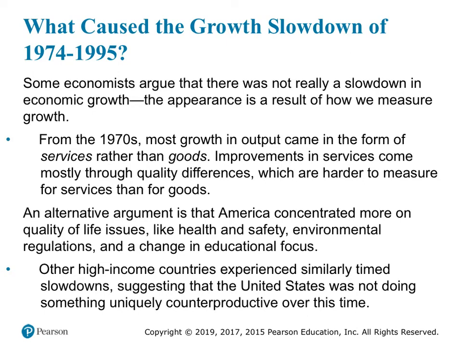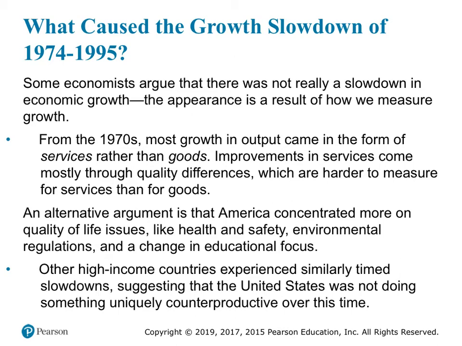So if we look at the years 1974 to 1995, there was slower growth again. And economists argue that there wasn't really a slowdown in economic growth. It's the way we measure it that made it look like there was a slowdown. In the 70s, we became much more of a service oriented economy, and improvements in services are much harder to measure than improvements in goods. We can measure an improvement from a car in 1970 versus a car in 1975, in 1980, etc. But for services, how do you measure an improvement in, let's say, an accounting service, like someone who does your taxes, or a haircut, for example?